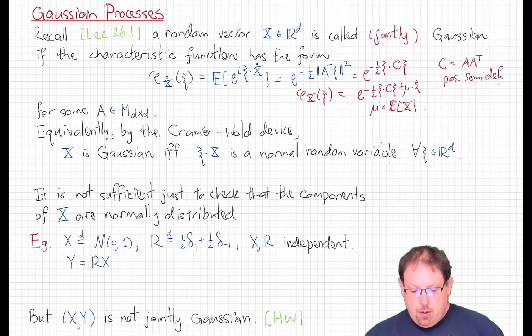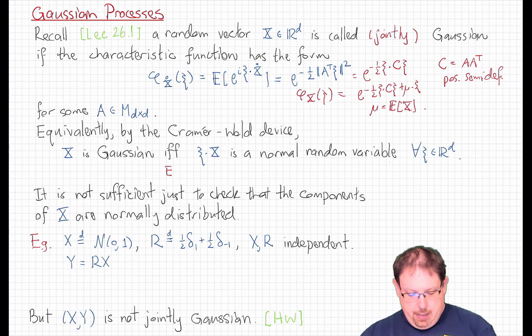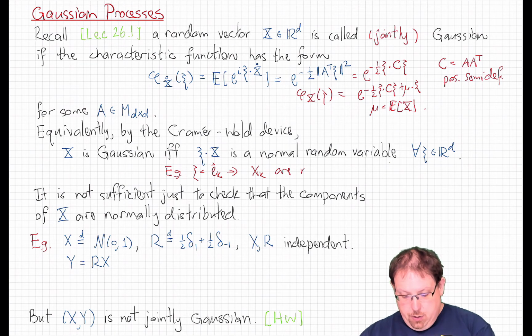To be clear here, in order for this to be valid, we need to consider degenerate Gaussians here. The point mass at any point is a Gaussian random variable. It's the degenerate Gaussian centered at that point with variance 0. So from this, for example, we can quickly see, by taking ξ to be one of the standard basis vectors, which just picks out the components of our vector X, that if X is a Gaussian random vector, its components are all normally distributed.